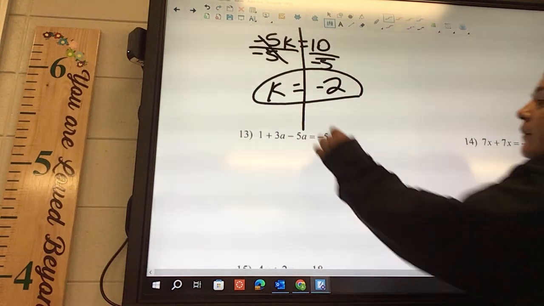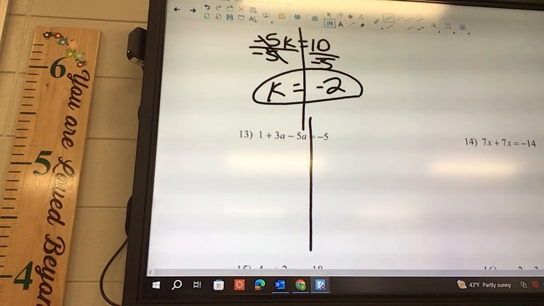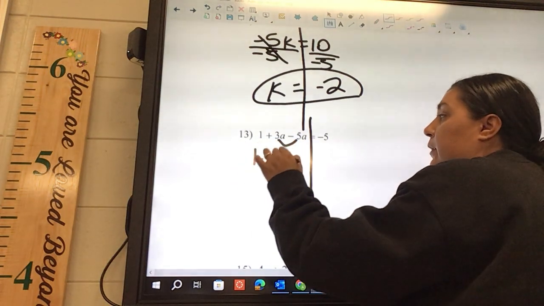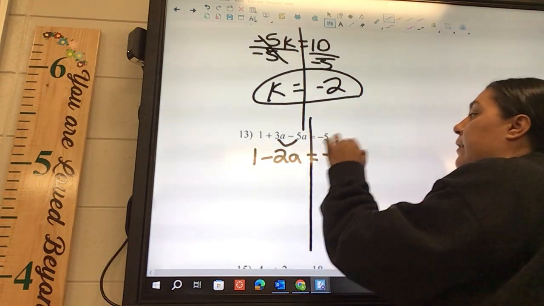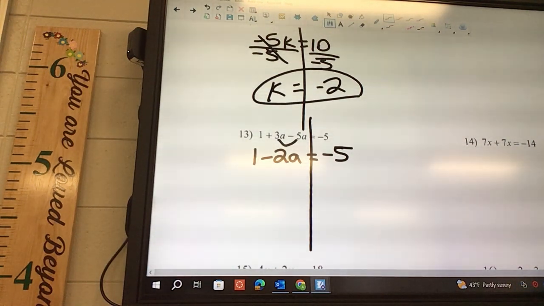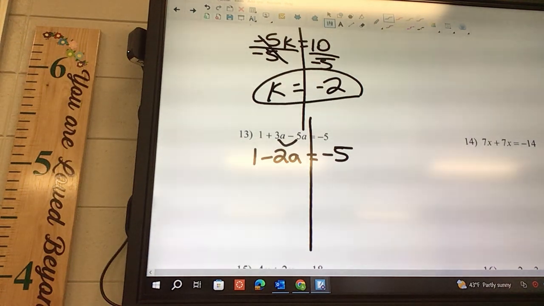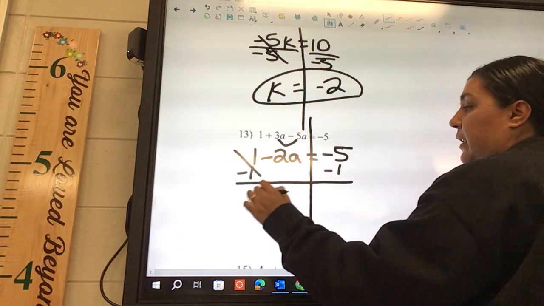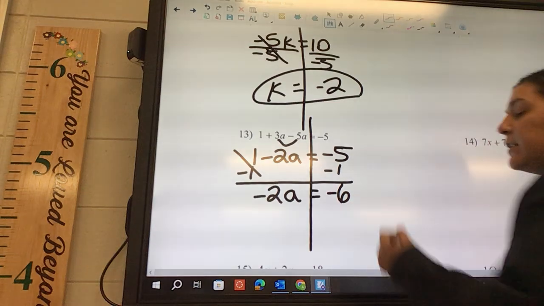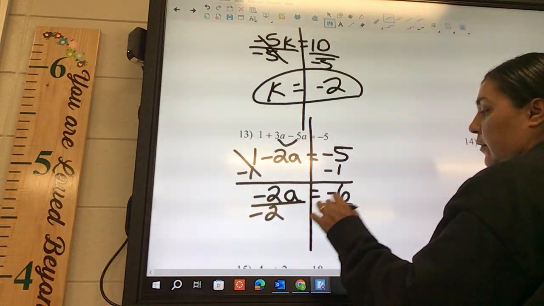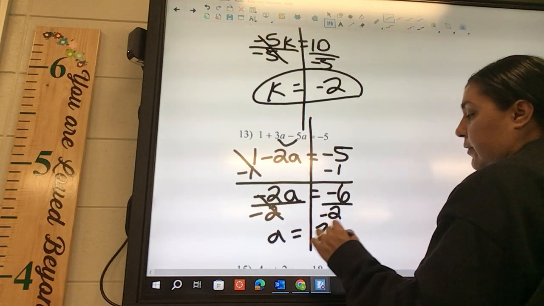Okay, 13. Who can get put together? 3a and the 5a. So 3 minus 5 is going to be -2a. Okay, and then who's the kid? The 1. So we're going to say -1 on both sides. So I'm going to get -2a equals -6. And then we're going to divide by -2. So we get a equals 3.